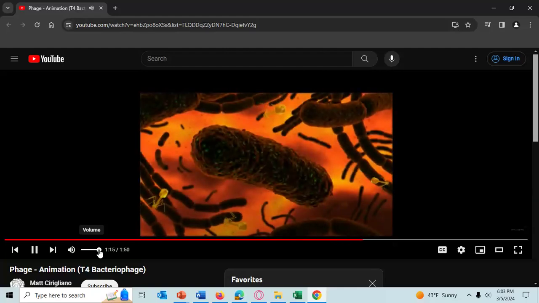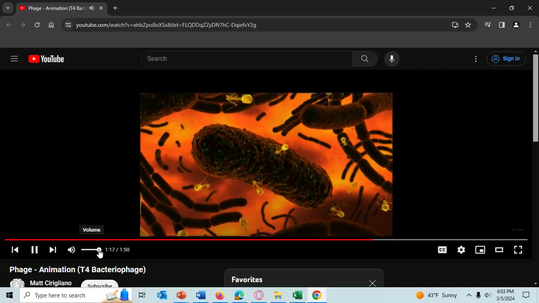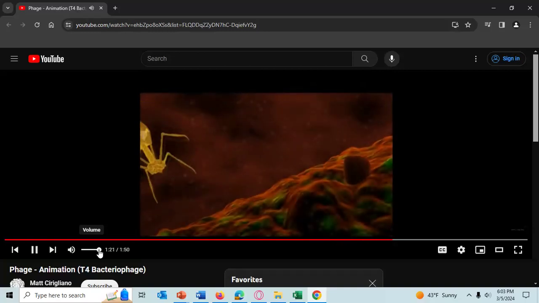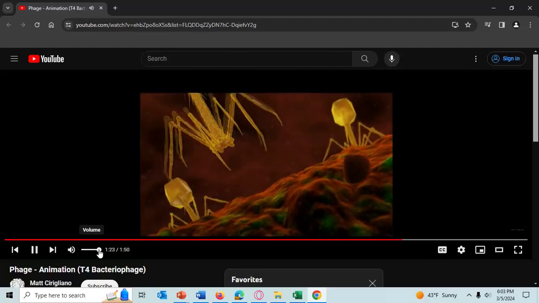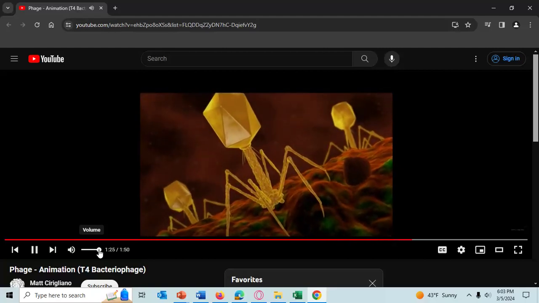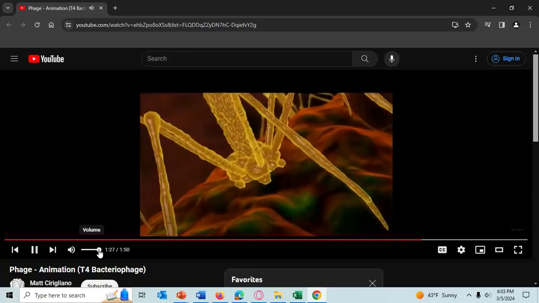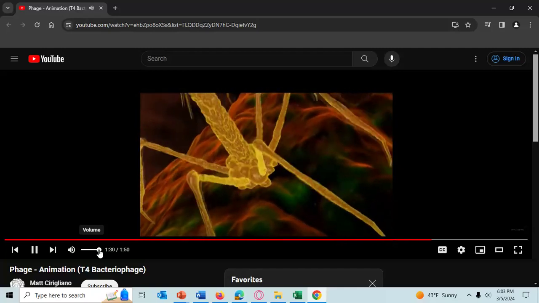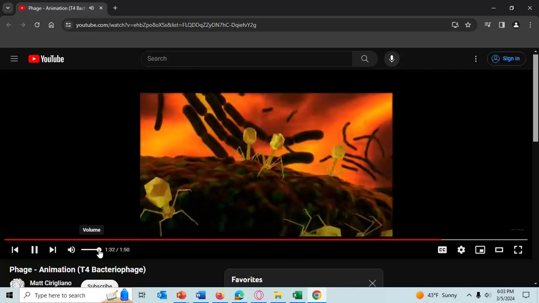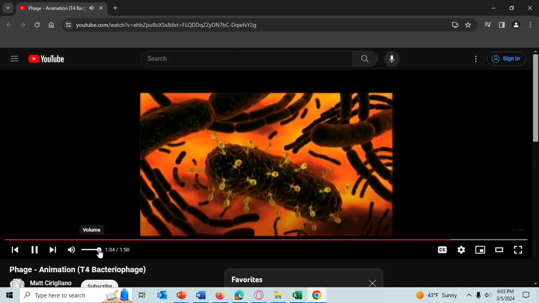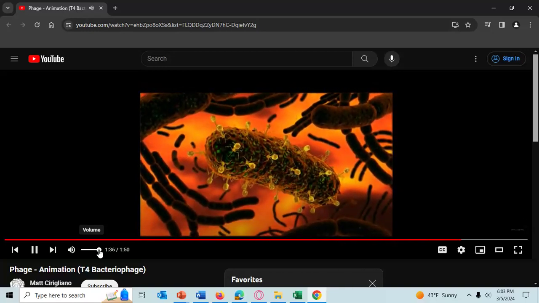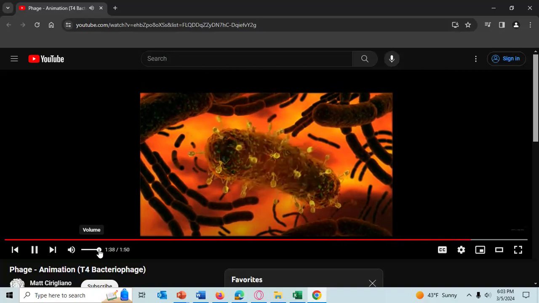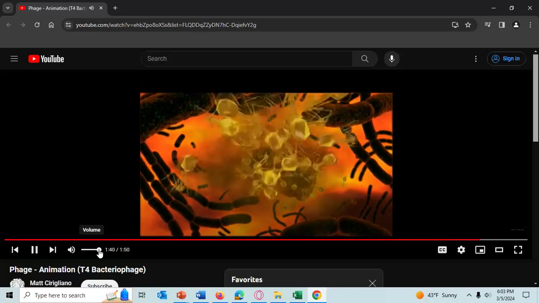This E. coli bacterium has seen its last day. Binding to its surface, the virus injects its precious cargo of genetic material into the cell, commanding it to produce a new batch of T4 bacteriophages. In a final act, the bacterium is forced to self-destruct, releasing hundreds of viruses ready to kill again.